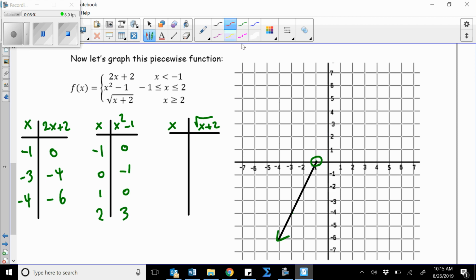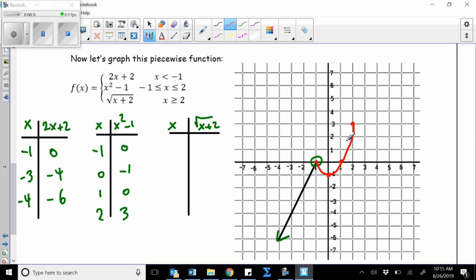0 and negative 1 is here. Then negative 1 and 0, 0 and negative 1 is this one. 1 and 0 is here. 2 and 3 is here. So I can connect these points with a curve which looks like a parabola, something like this.